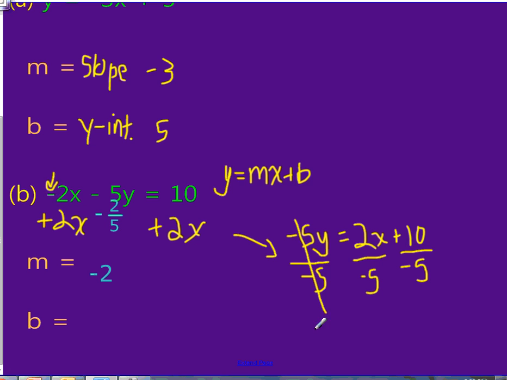So my -5's go away, and I am left with y equals -2/5 x minus 10 divided by -5 is 2. So my slope in this case, or my m, is -2/5, and my y-intercept, or my b, is -2.